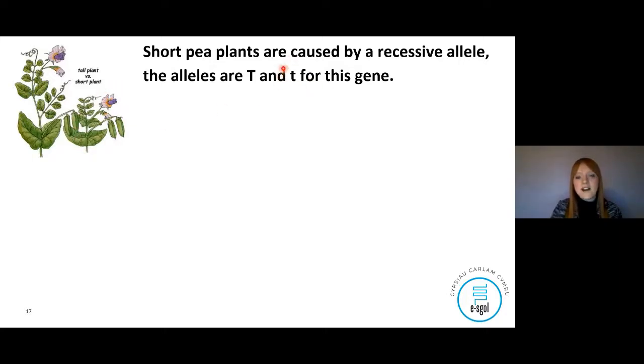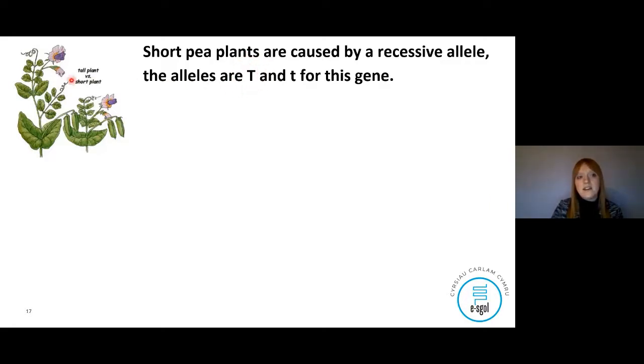So when I mean recessive allele, I mean a lowercase letter. Okay, so this is caused by a recessive allele. Tall plants are caused by a dominant allele using a capital letter. So this time we're using different letters, okay?